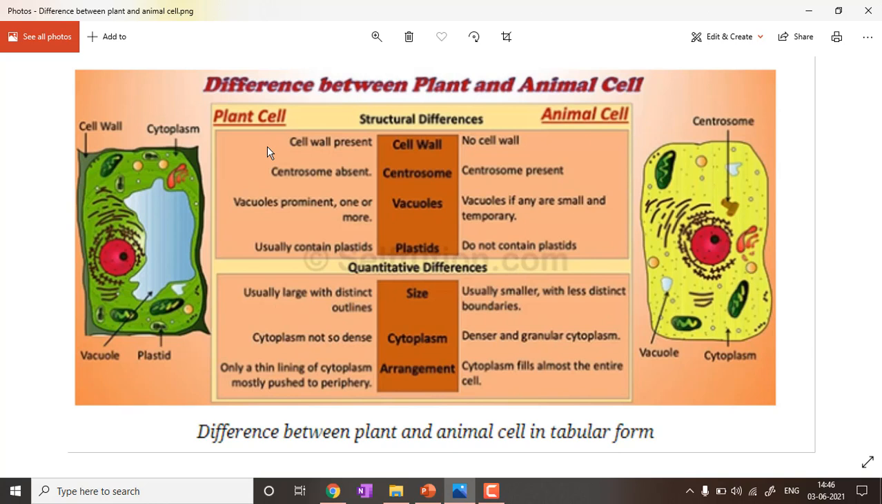Why? Because in animal cells the vacuoles are small, organelles are there but fewer in number. You do not have plastids, and you have fewer vacuoles, and hence here there is more cytoplasm. In plant cells, it is said that there is a thin lining of cytoplasm mostly pushed towards the periphery. Periphery means the borders. In animal cells you have cytoplasm almost in the entire cell. So that is a basic difference. Very important differences are cell wall, vacuoles, plastids, and then you have to talk about size and cytoplasm.